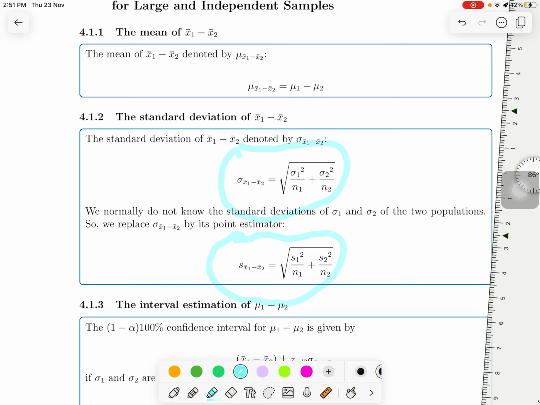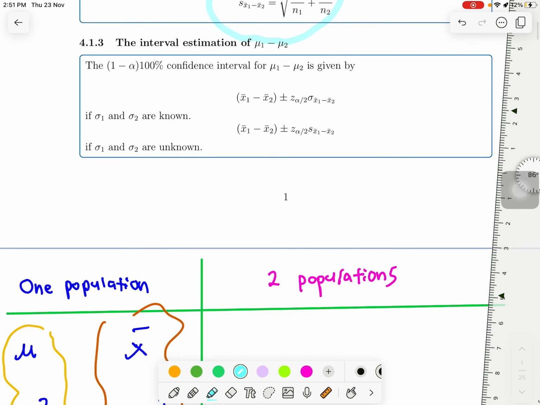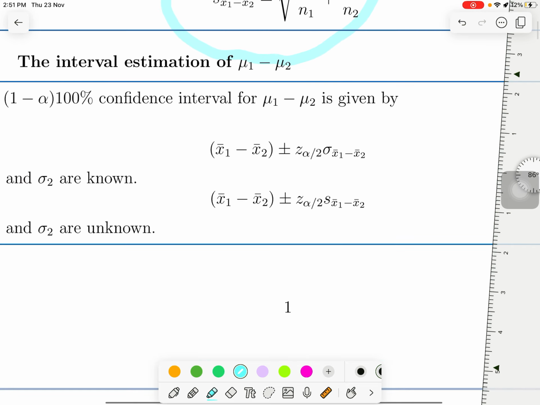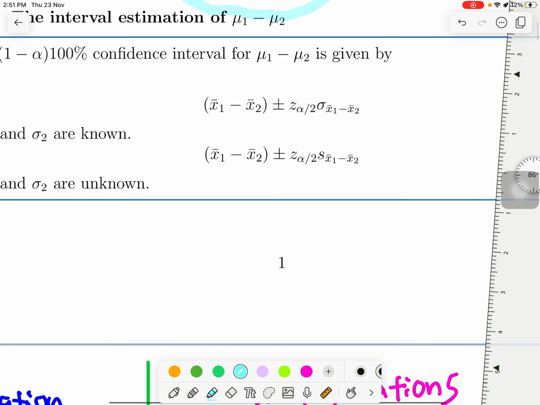If we don't know the standard deviation sigma 1 and sigma 2, but we have a point estimator, you also have to highlight this. So the interval estimation of mu 1 minus mu 2 is what is shown in the table. If you look carefully, it is almost similar to what we learned before.